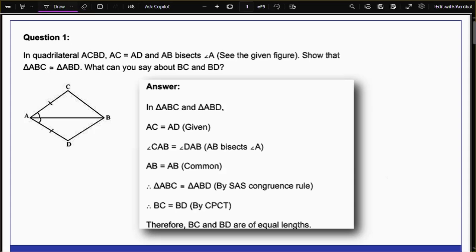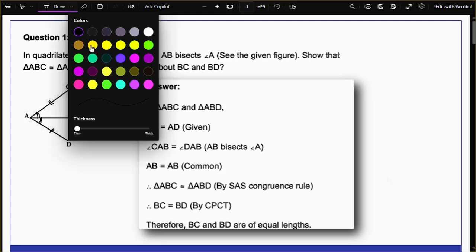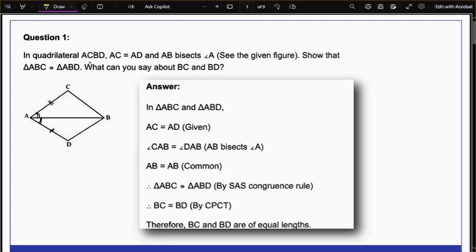In quadrilateral ABCD, AC and AD are equal, and AB bisects angle BAC, so these two angles are the same. Now we have to prove that triangle ABC and triangle ABD are congruent.